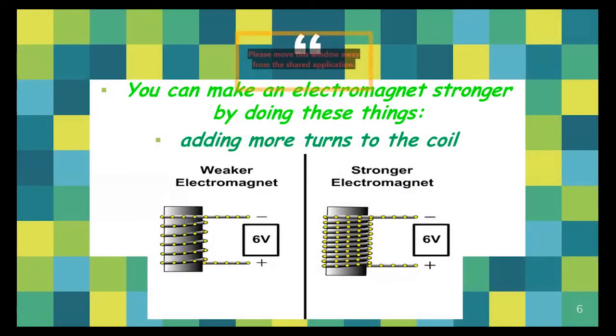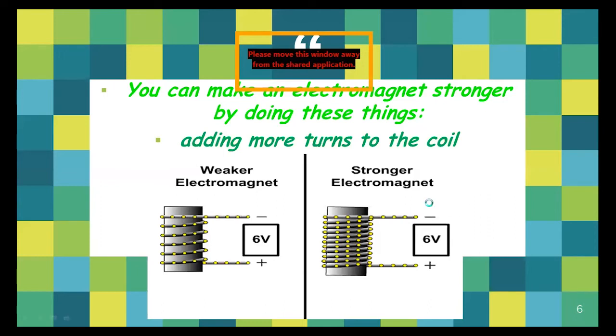What about the second one? We said that the number of coils, adding more turns of coil, is another factor that affects the strength of an electromagnet. Can you check the diagram on your screen? You have a weaker electromagnet and a stronger electromagnet. What is the difference? You have the same power supply, a 6 volt cell in this case, but the number of turns changed. The first one has fewer turns, the second one has more turns. So the number of turns is another factor that affects the strength of an electromagnet. By adding turns, you increase the power of the electromagnet.